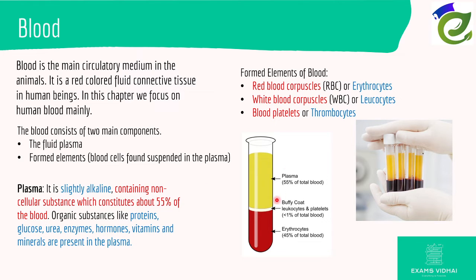So this colorless, more or less liquidish substance that you see is the real-life pictorial representation of the plasma, which makes up 55% of the blood. And then you have erythrocytes, which is basically the RBC, which is 45% of the blood. And then you have this white color layer. In this diagram you won't be able to see it, but this white color layer is the WBC and the blood platelets. Now we know the composition of blood. Now let's go into detail.